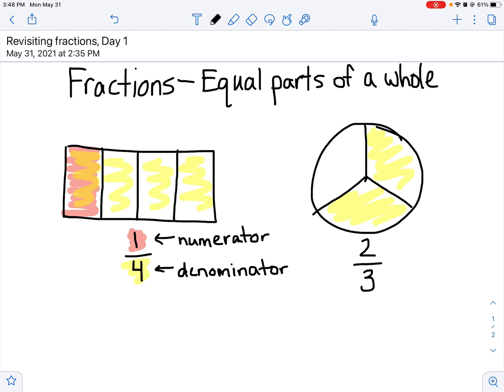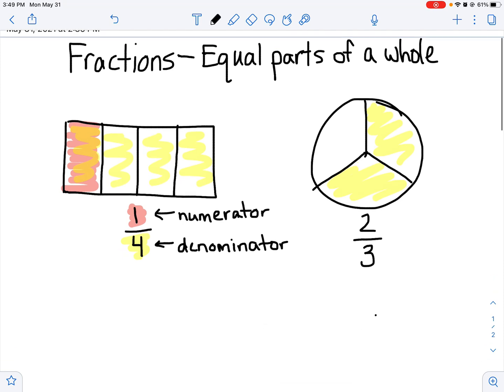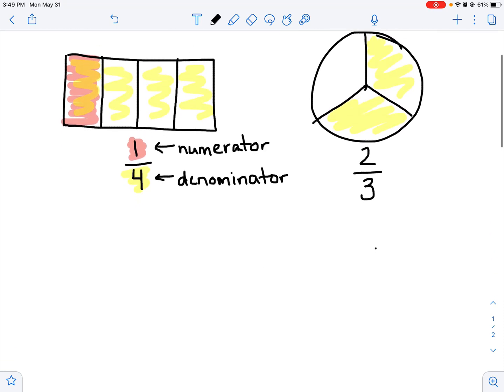Being able to look at a picture where you have some parts shaded and some parts not shaded, or maybe all of the parts are shaded, taking a look at how many parts are shaded for the numerator out of how many total parts for the denominator.